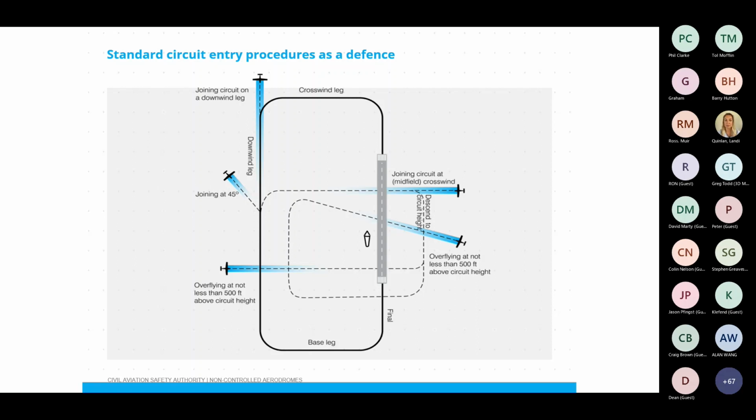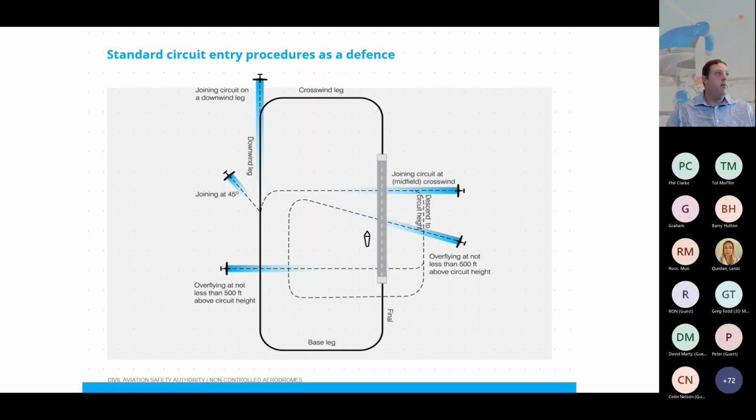And one of the standard ways to do that is to overfly the aerodrome prior to entering the circuit. So, Chris, I might go back to you again. In terms of building SA, there are some advantages to overflying an aerodrome as a standard way to enter a circuit. What would some of those advantages be for a pilot?